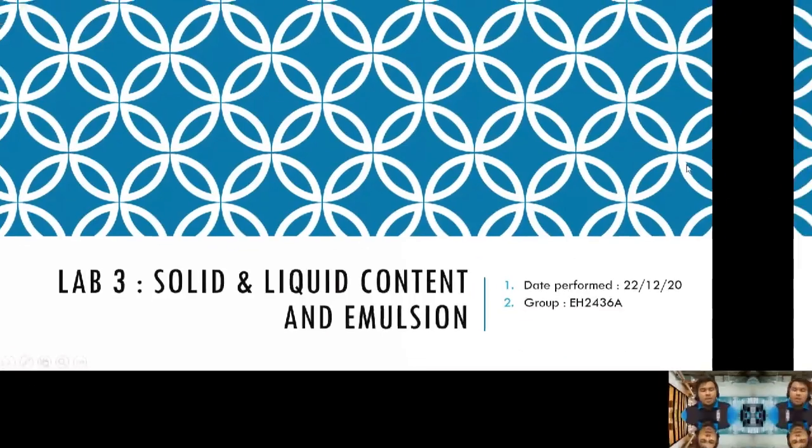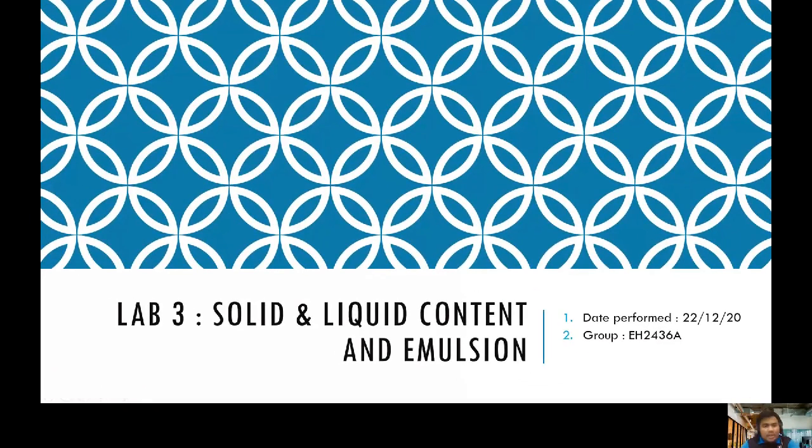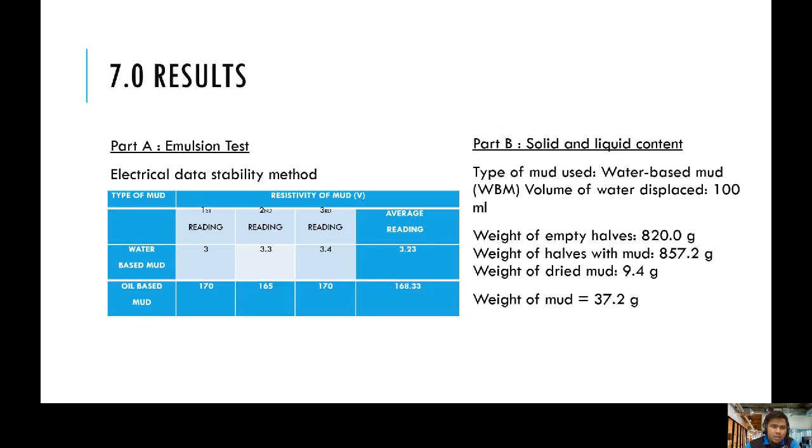As I mentioned before, Lab 3 is solid and liquid content and emulsion. We performed this lab on 22 December 2020 last year, for group EH243CA. For the first part, 7.0 results. For part A, we have two parts, which are the emulsion test and solid and liquid content, which are the objectives of this lab.